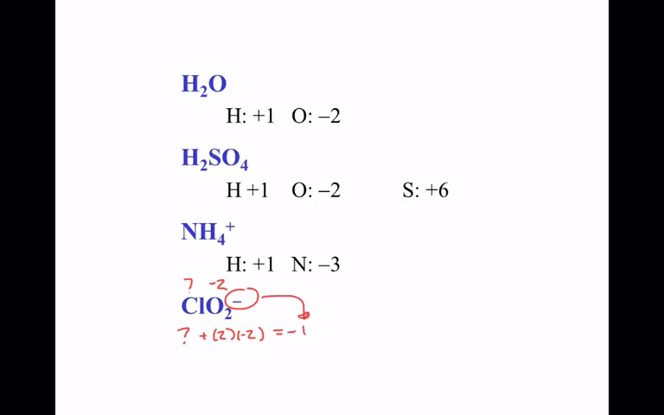So what's our question mark there? +3. Does that make sense? So the chlorine atom in that polyatomic ion is a +3. That's totally right. They're kind of fun, actually. And they're even more fun when you see them change on either side of the reaction arrow in a redox reaction.